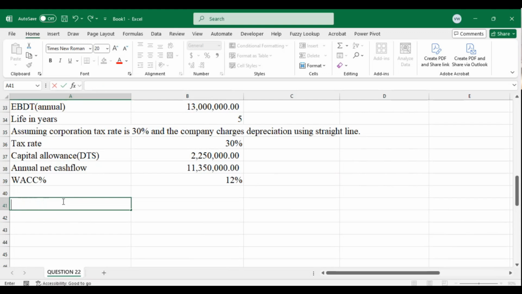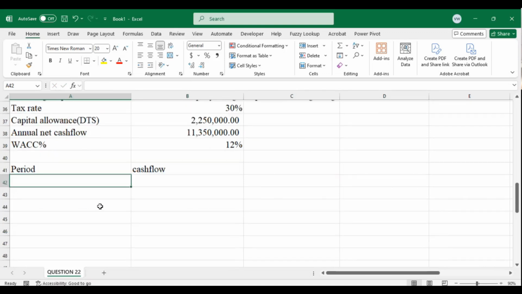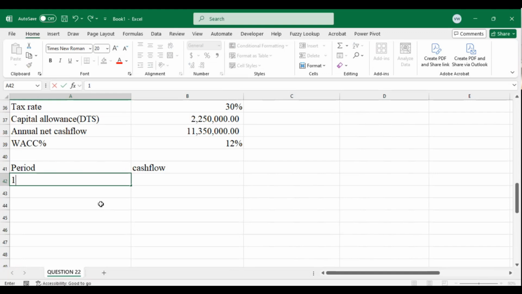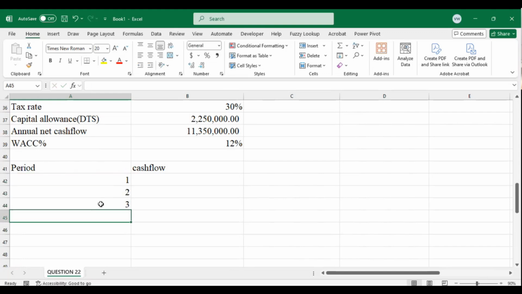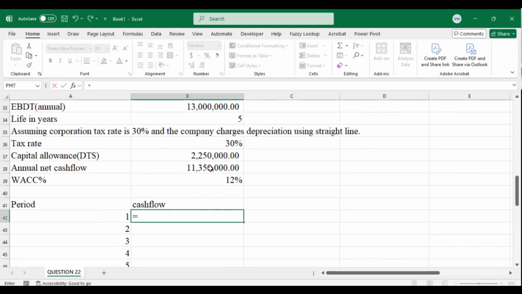So what we can do, we'll have the period, then we'll have the cash flow, so that we're able to reference the entire. So we'll have period. This is much better, and cash flow. So I have period 1 up to 5. Period 1 up to 5. And each of these periods, we are getting a cash flow of, and you can see that I'm not typing this value manually. I'm actually referencing this cash flow.